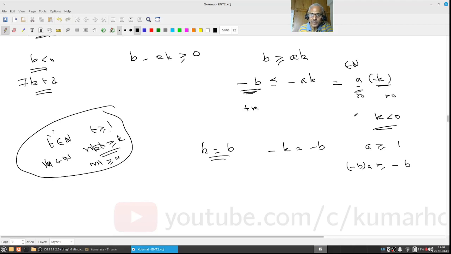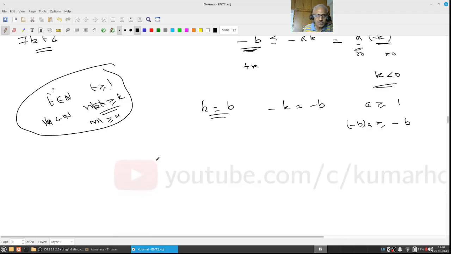Therefore, if I take k equal to b, then minus k is minus b. Since a is greater than or equal to 1, multiply both sides of the inequality by the positive number minus b. Then what do I get? Minus b times a is greater than or equal to minus b. Are you following? Therefore this number, b minus a times b, is in S, right? And therefore it is greater than or equal to 0. That also we proved.